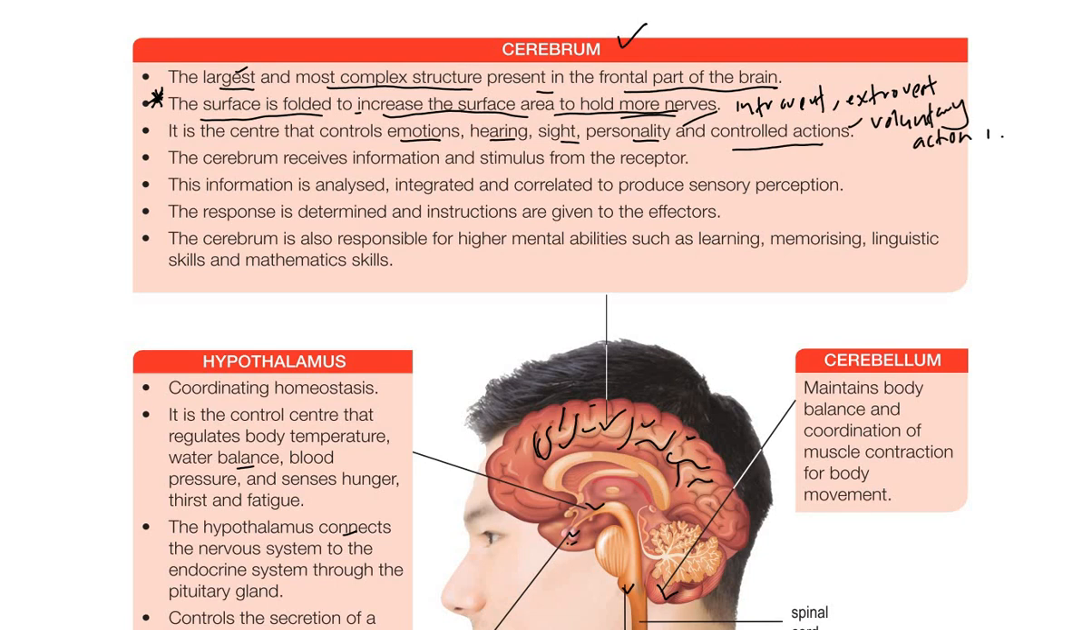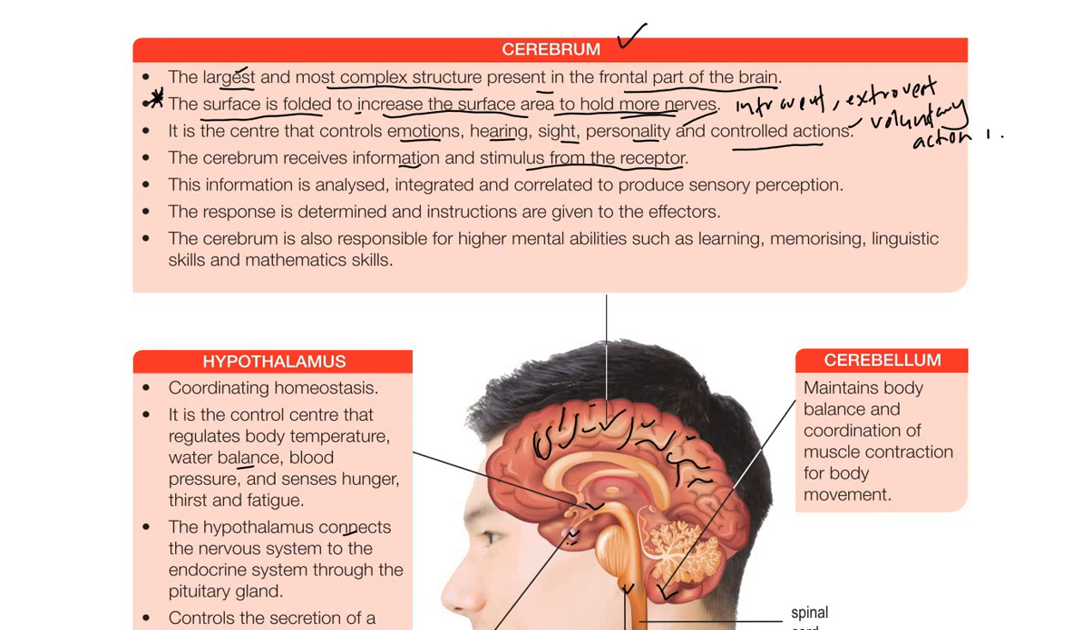Okay, so the cerebrum receives information and stimulus from the receptor. So it must receive the information from the receptor. The receptor detects the stimulus, produces a nerve impulse, then it will send it to the cerebrum.